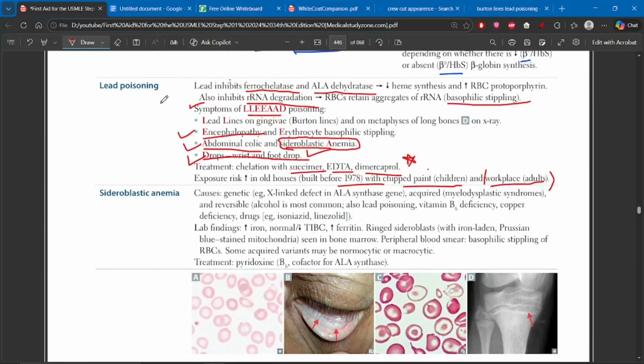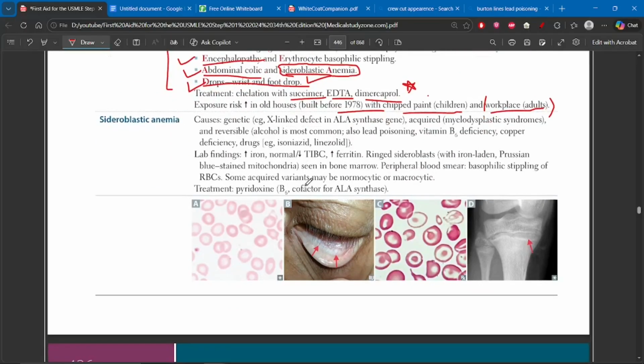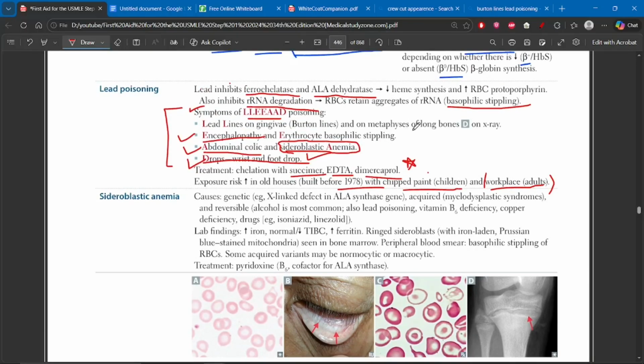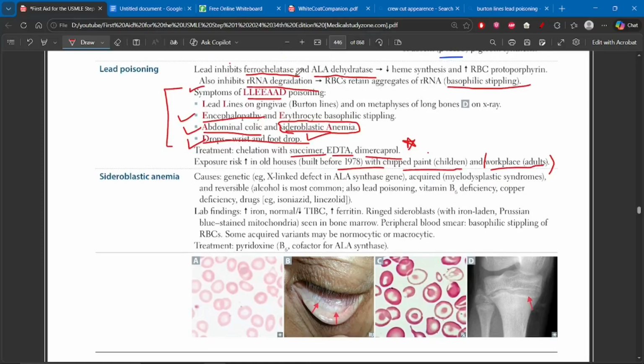But to take away something, just take away the clinical features, which are quite important. Sideroblastic anemia is not the same as lead poisoning. Lead poisoning is basically a cause of sideroblastic anemia. But what sideroblastic anemia basically is, is that it could be a genetic cause in the ALA synthase gene, or it could occur in a myelodysplastic syndrome.